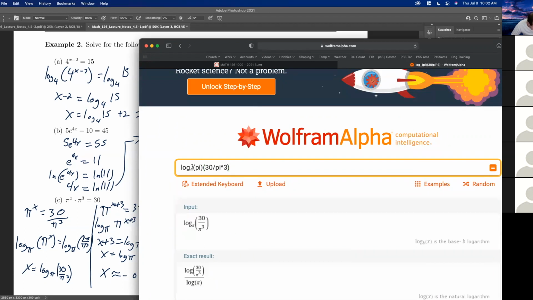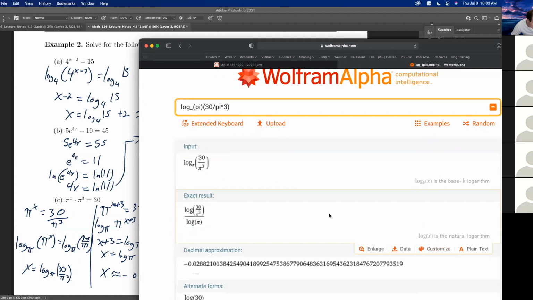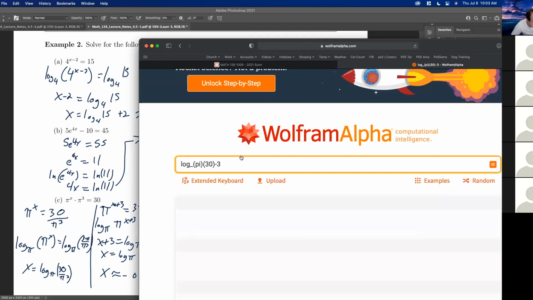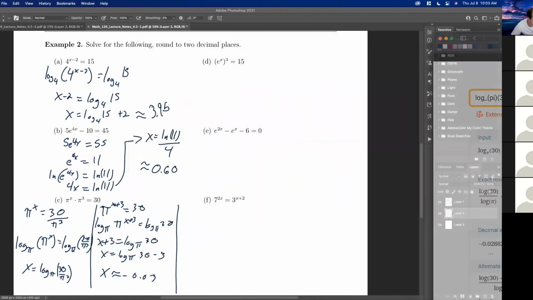I'm glad I did this one. Just put pi in parentheses. Here we get this. Decimal approximation is 0.28. So we round that up to 0.3. So that's one way. The other one was log base pi of 30 minus 3. And we should get the same answer. Okay, so these are equivalent. So these are two ways of solving this. Okay. All right.